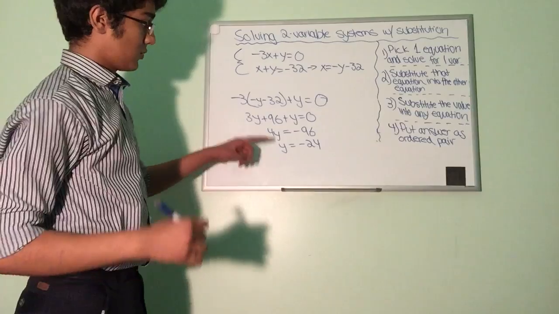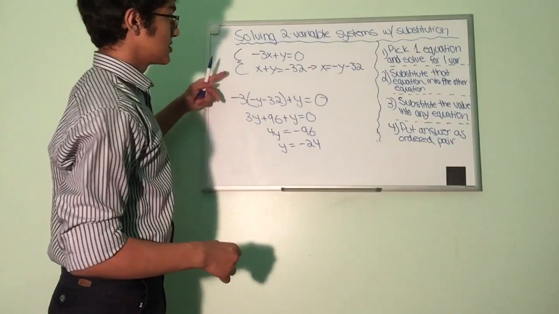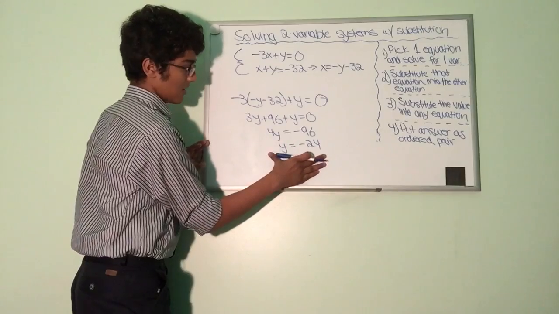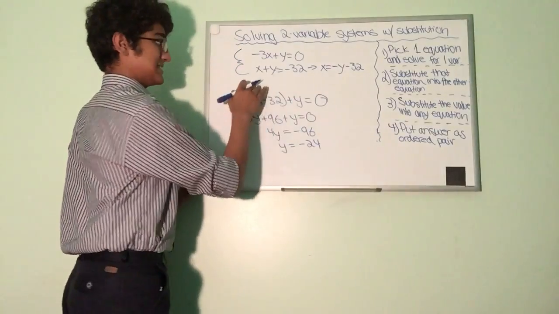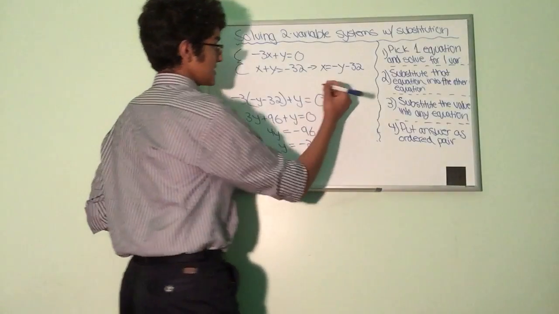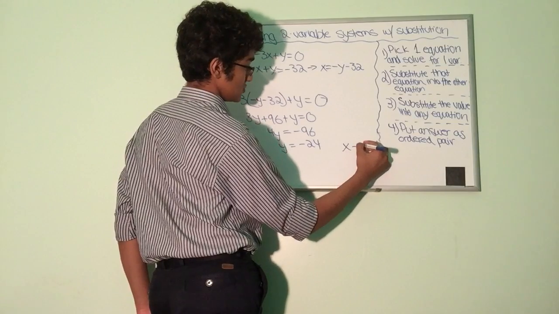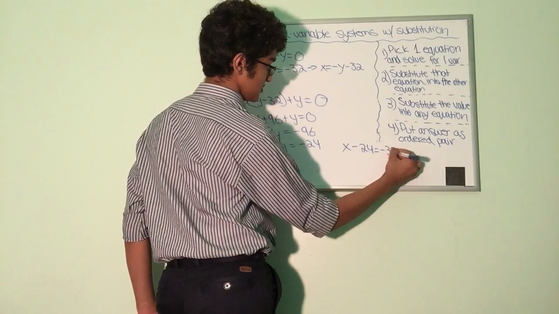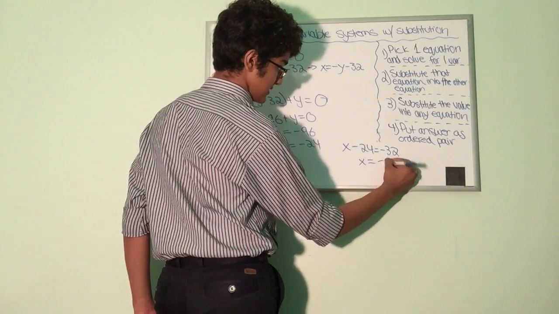Now, once you have one of the values, you substitute that value into any of the original equations, or this one. It really doesn't matter. So you take the y value over here, and you substitute this value into one of these equations. Since this equation is pretty easy, let's just choose this equation again. So let's take x minus 24 equals negative 32. And just solve for the x value, and x would be negative 8.